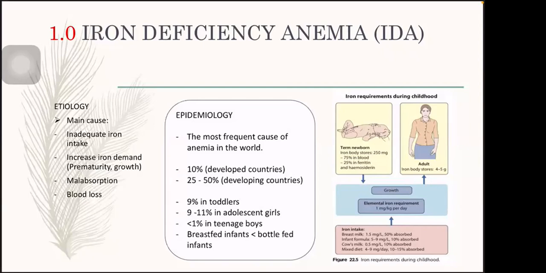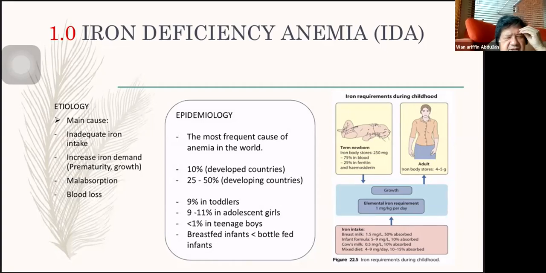For the epidemiology, iron deficiency is the most frequent cause of anemia in the world. And based on the age, 9% of toddlers can come with iron deficiency, 9 to 11% in adolescent girls, less than 1% in teenage boys, and also breastfed infants are less prone to iron deficiency anemia than the bottle fed infants. This is because although the breast milk contains low iron content, the absorption of the iron is about 50%.